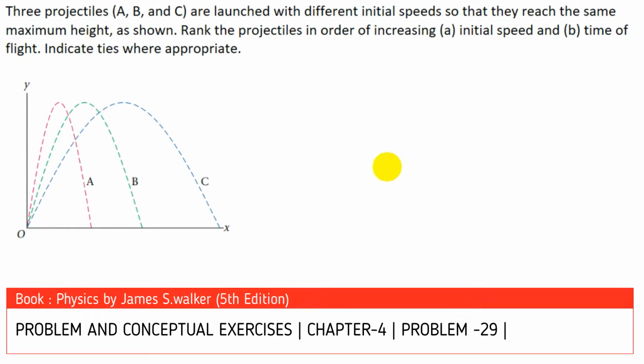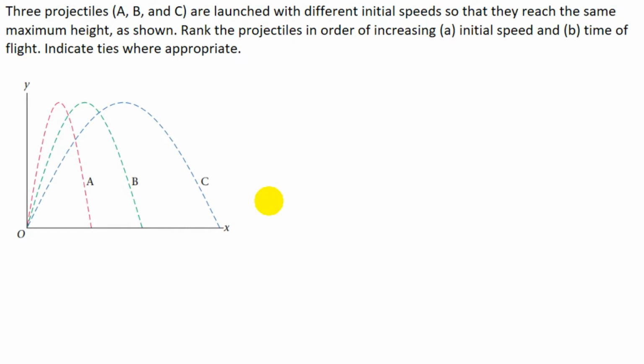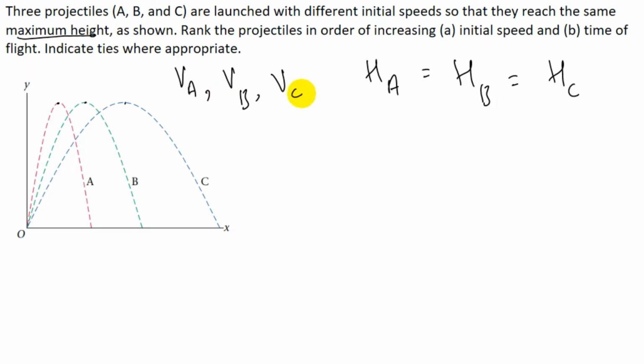Now this question is a conceptual question, and it says that we have three projectiles A, B and C that are launched with different initial speeds so that they reach the same maximum height. So the maximum height for projectile A is equal to the maximum height for projectile B, and it equals hC, that you can see from this image. The maximum height attained for these three projectiles is the same. Now they are launched with different initial speeds. So let the initial speed for projectile A be VA, for B be VB, and finally for C be VC.